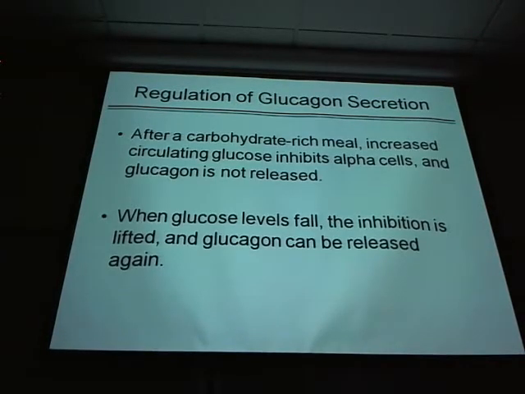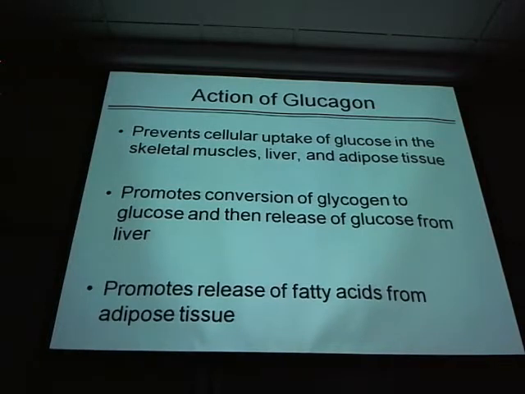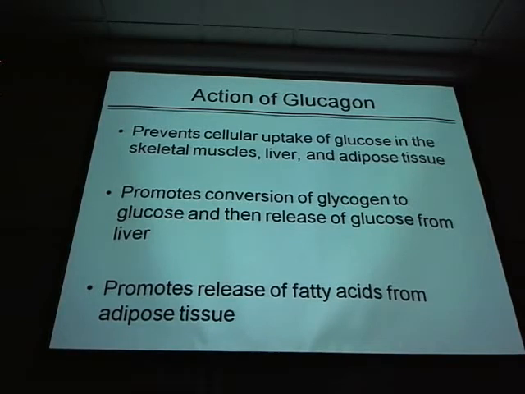Glucagon: increased circulating glucose inhibits the alpha cells and glucagon is not released. Same thing as the insulin. If there's a lot of food, your body is not going to be releasing its stored food. It's stored energy. When glucose falls, then glucagon can be released. It prevents cellular uptake of glucose in skeletal muscle, liver, and adipose tissues, and promotes the conversion of glycogen to glucose and release of glucose from the liver.